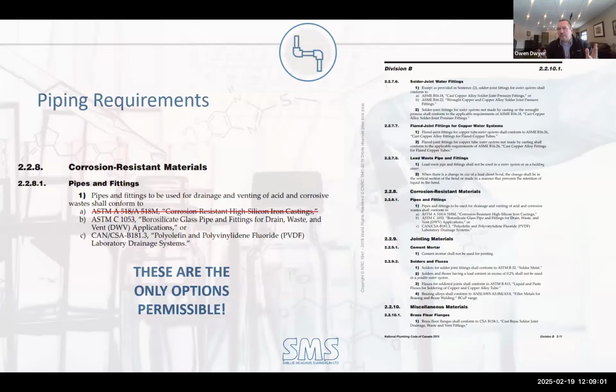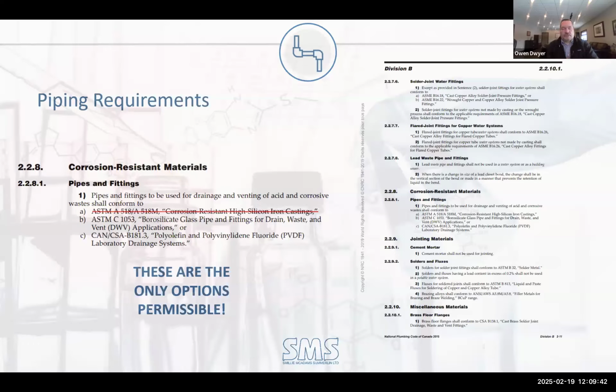So to jump in on the piping requirements, what does the code say? 2281 in the national code, in the OBC, it used to be 7281, where it talks about pipes and fittings to be used in a drain and vent for corrosive waste, it shall conform to. Definitions in our code: shall means must, and then it lists A, B, and C. A, I have stricken off, I'll talk to in a second. B is your borosilicate glass, and then C is your CSA 181.3. And it talks specifically about polyolefin and PVDF, polyvinylidene fluoride material. Those are the only permissible options.